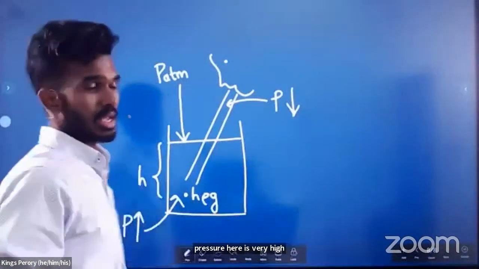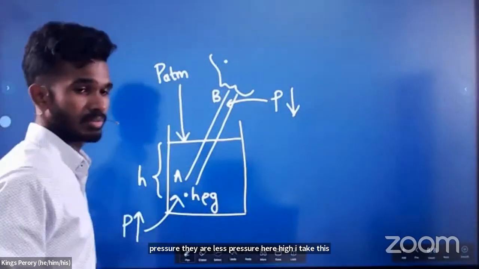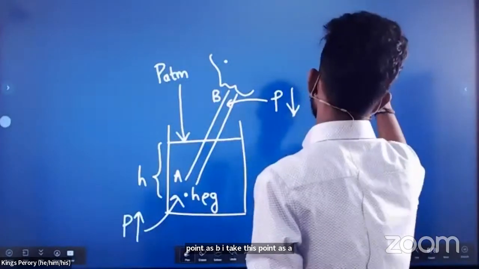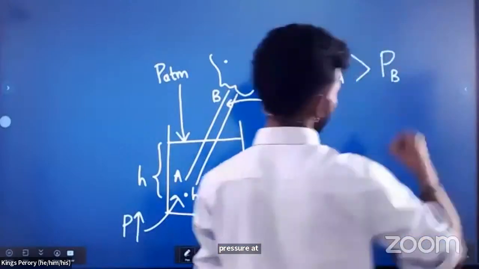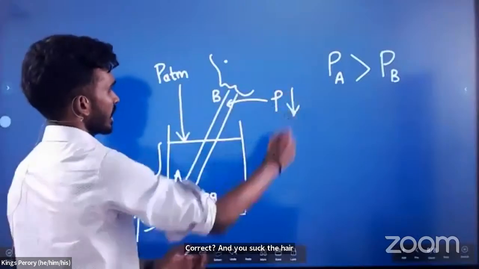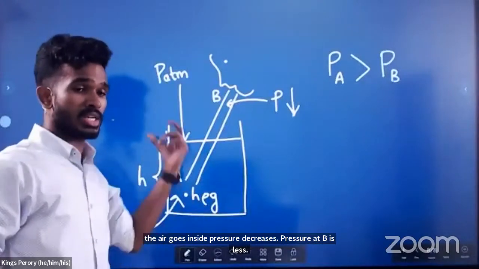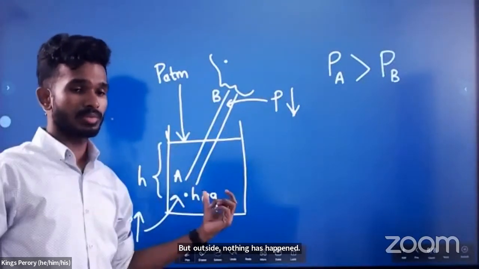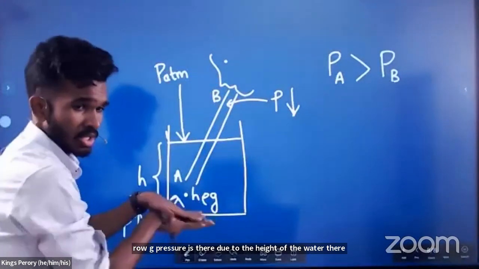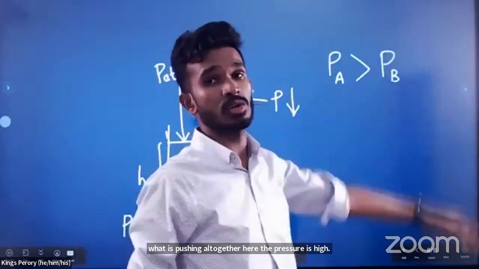Pressure there less, pressure here high. I take this point as B. I take this point as A. Pressure at A is high. Pressure at B is low. Correct? When you suck the air, all the air goes inside, pressure decreases. Pressure at B is less. But outside, nothing has happened. h rho g pressure is there due to the height of the water. Above that, atmosphere is there. So atmosphere is pushing, water is pushing. Altogether, here the pressure is high. So pressure at A is high, pressure at B is low.